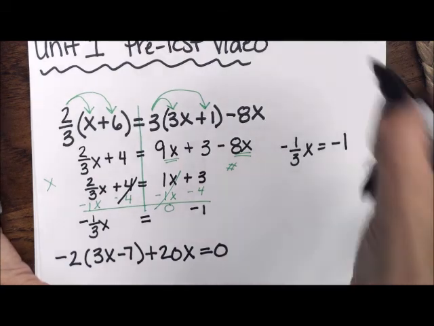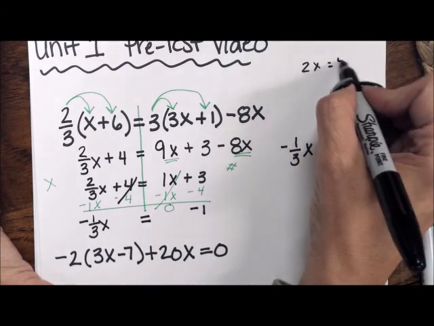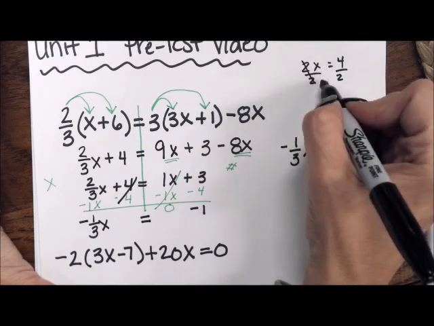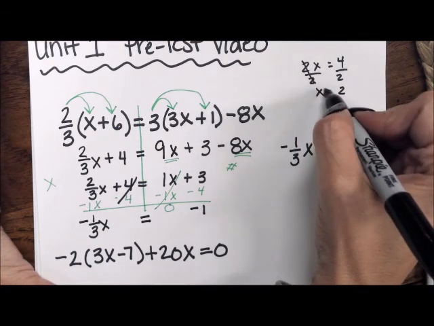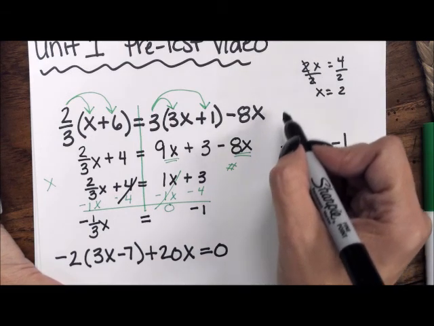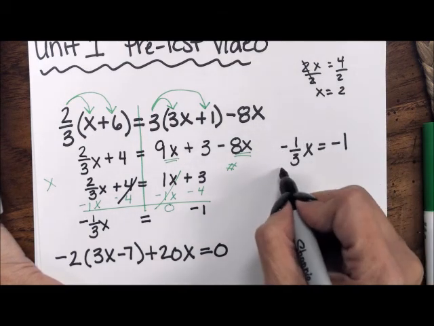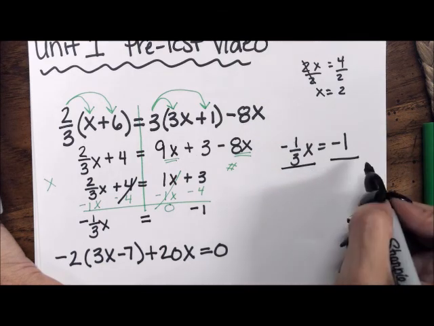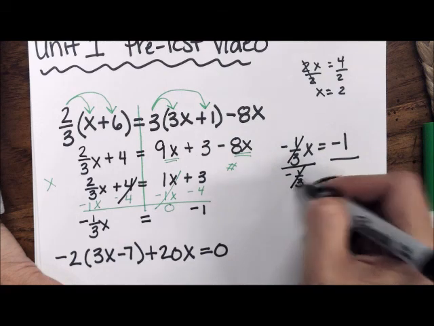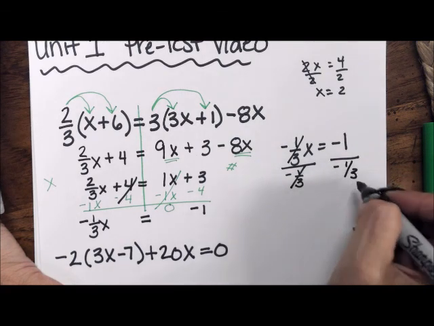It does not matter, because if I had 2x equals 4, to get the x alone, I would divide by 2, right? They would cancel out. 4 divided by 2 is 2, and x would equal 2. Just because my number right here is now a fraction, don't let it mess you up. You do the same thing. Divide by -1/3. 1/3, 1/3, and divide by -1/3 over here.